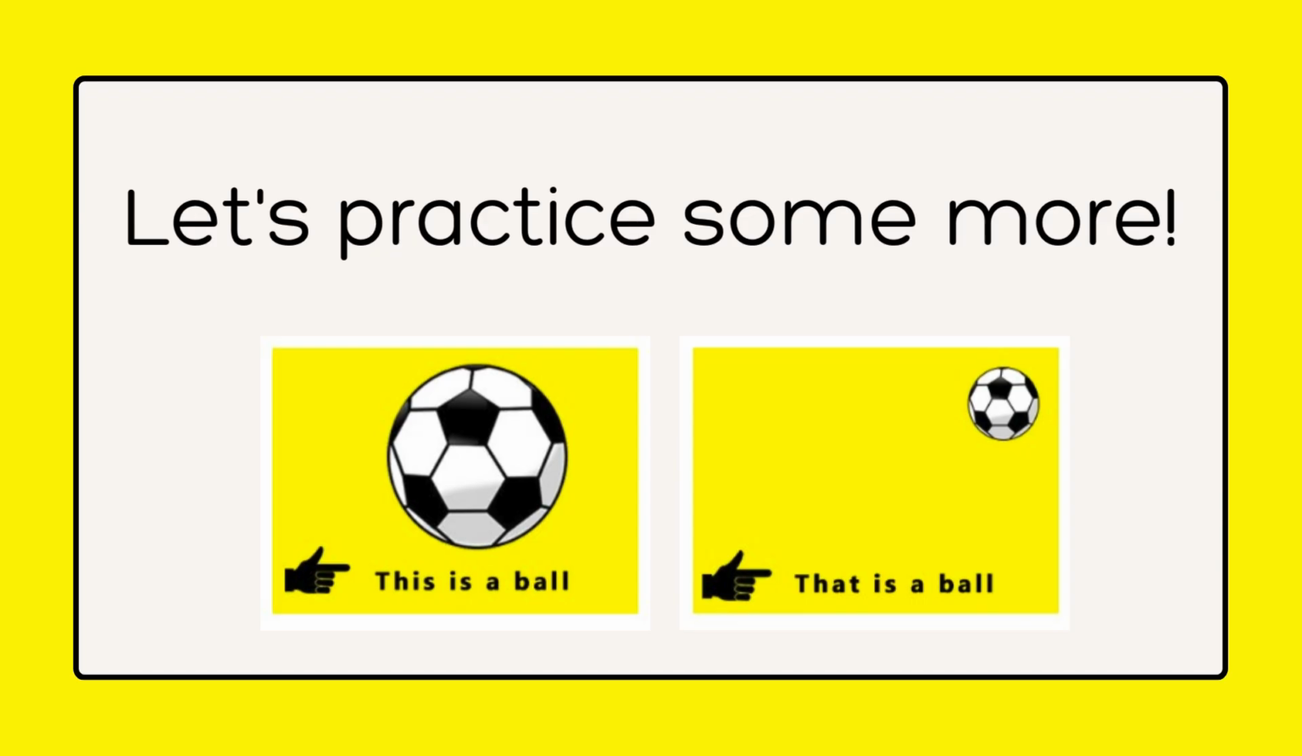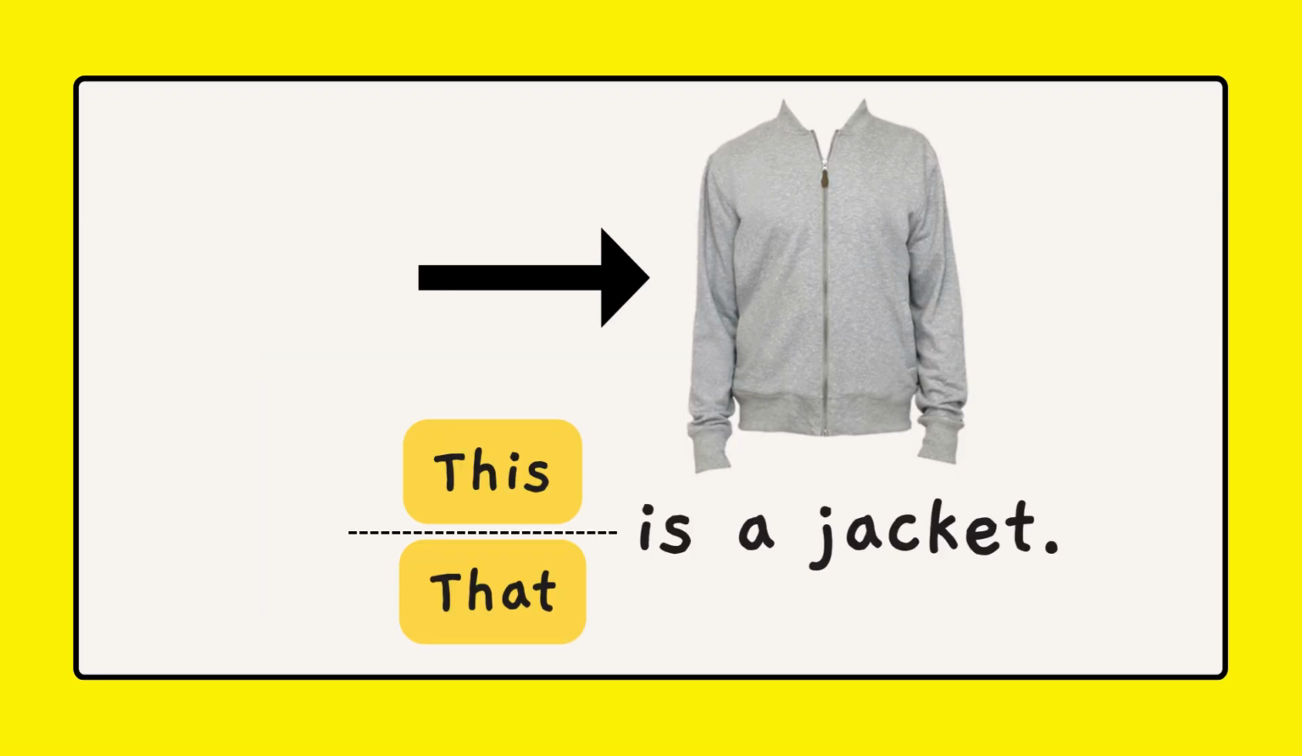Some more practice. This is a jacket or that is a jacket. This time we're not using a hand, we're using an arrow. This is a jacket. You can see the arrow is just next to the jacket. So it means it's very short distance. It's very near us.